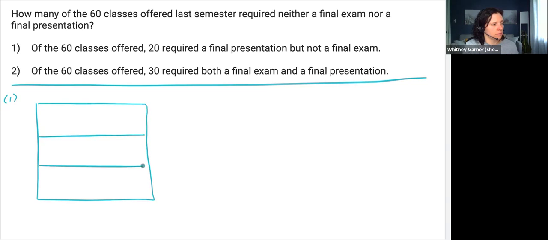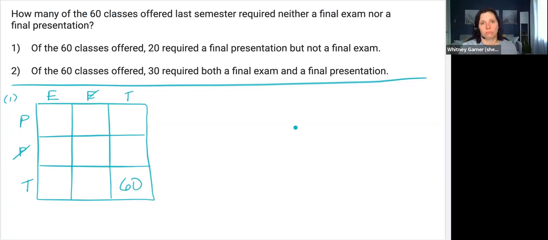So whichever statement, doesn't matter, I'll just write it out for one of them, with only the upfront or general knowledge. So I know that I have classes with a final exam and some classes that have a final presentation and some that have neither. And then there'll be some totals. The other thing I know is that there are 60 classes total.